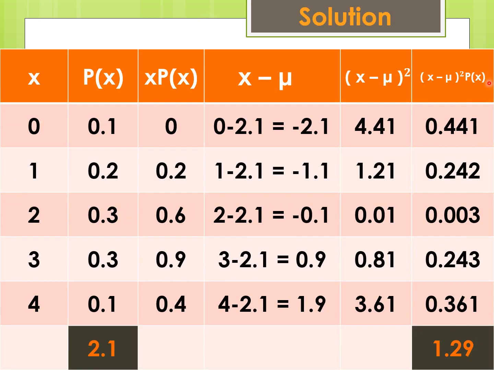So for the solution, we got 2.1. Dapat nandito siya sa third column. Sorry for that, it should be here. Yung 2.1 natin, dito siya dapat sa third column. Yan yung magiging mean natin, ha? Yung population mean natin or yung mu, value ng ating mean.